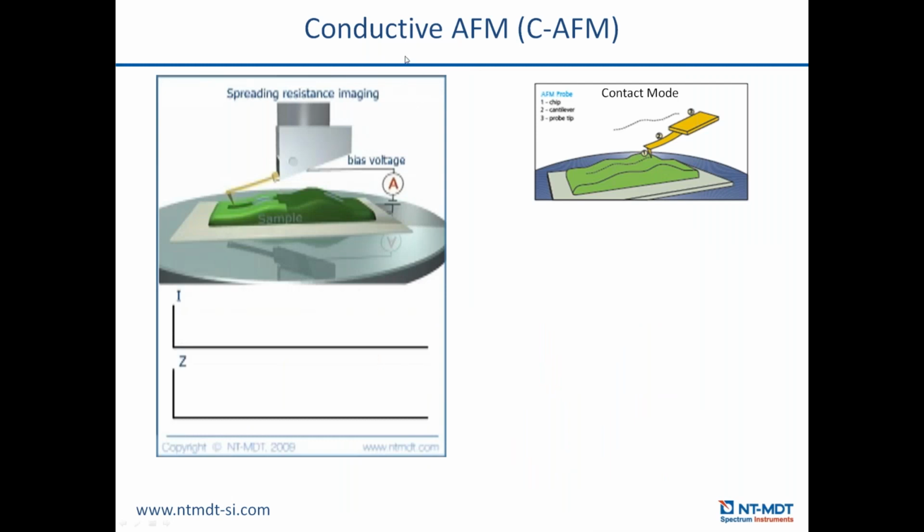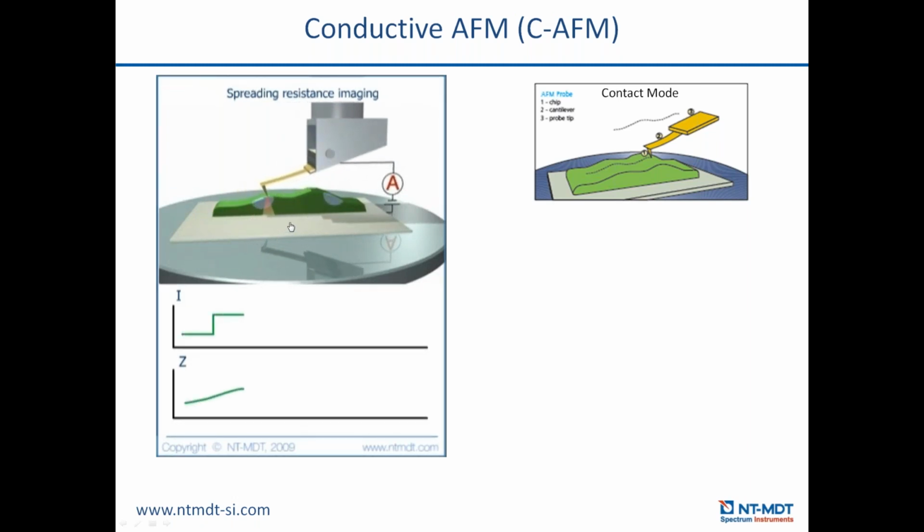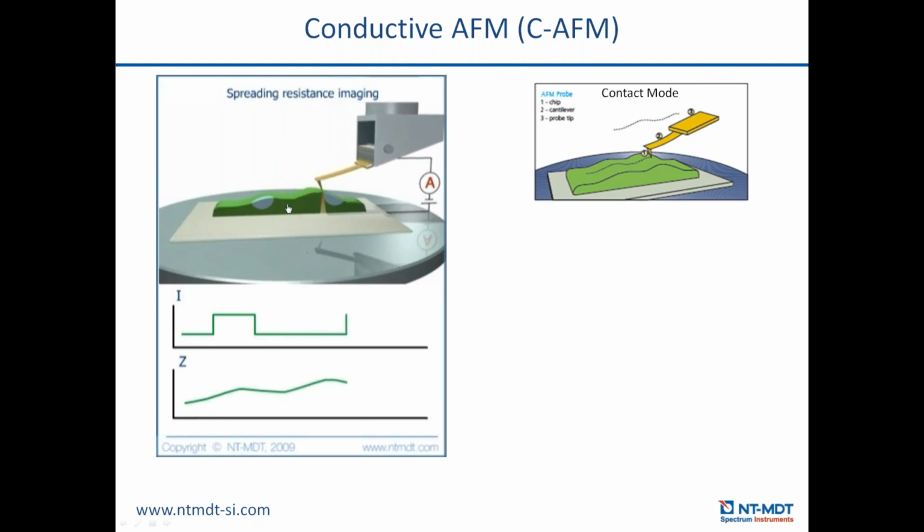So the next technique I will be talking about is so-called spreading resistance AFM, or conductive AFM, or C-AFM. Traditionally, it is based on contact mode. When we have the tip in contact with the sample, we apply a voltage between the tip and the sample and measure the current. So the conductive areas show current, and non-conductive areas don't show current, so we can probe the conductive properties of the sample with high resolution.